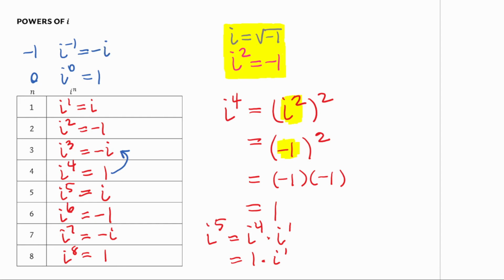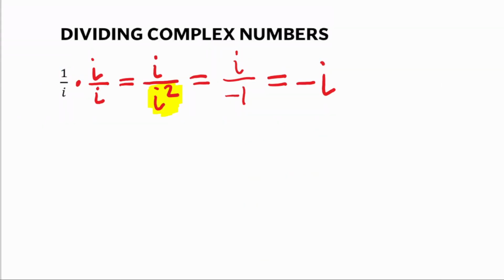That would be negative i, and we actually, I believe, already showed that in this video. Yes, we did, right back up here. That 1 over i was equal to negative i, and I could also just say that 1 over i is the same as i to the negative first power.